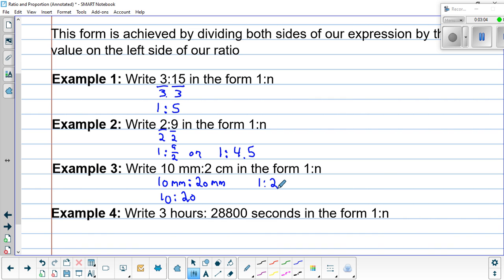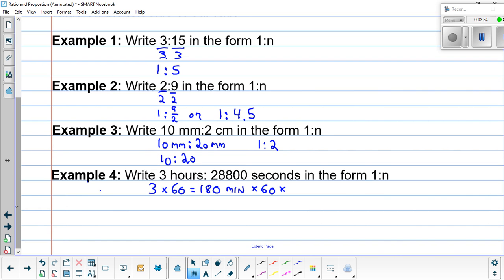Now, 3 hours to 28,800 seconds in the form 1 to n. Oh my word, that looks really nasty, right? So maybe it'll look better once we get rid of hours. So let's do 3 times by 60. And that'll give us 180 minutes. Then we have to times that by 60 to get our seconds. So how many seconds, right?